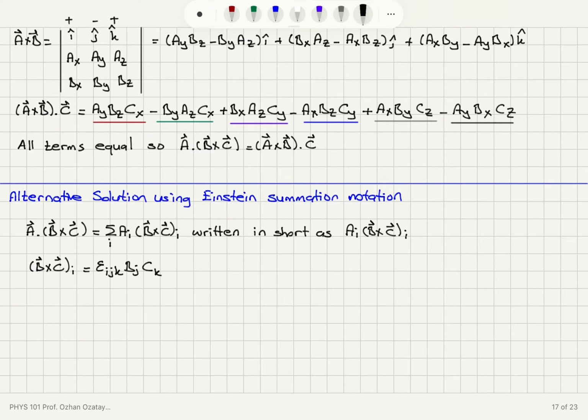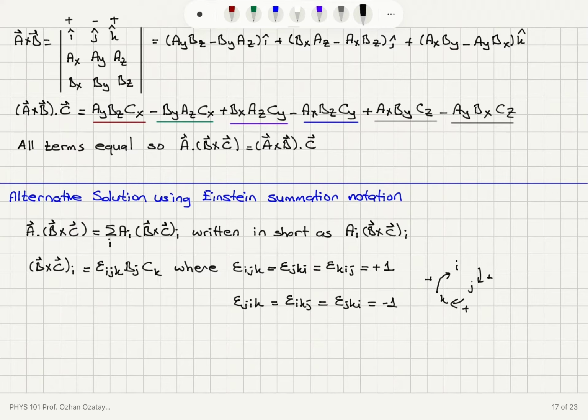And on the other hand, if you do epsilon jik, epsilon ikj, epsilon kji, it's equal to minus 1. So what we're doing here is go from i to j to k. If you go from i to j to k, it's plus 1. If you go from j to k to i, it's plus 1. If you go from k to i to j, it's plus 1. So this is positive direction. So that means we're doing this in the clockwise direction. We have positive plus 1.